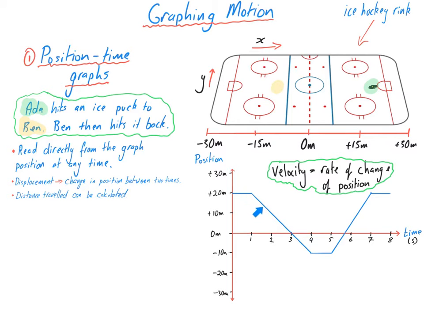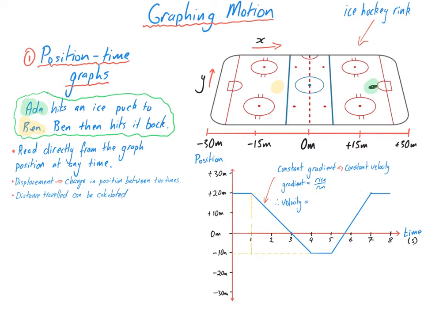Here we see a negative gradient. That shows us that the puck is travelling in the negative direction. Let's see if that makes sense. So we found Ada at plus 20. She'll be hitting the puck to the left, which is indeed the negative direction initially. Then we see that Ben hits the puck to Ada, and we see a positive gradient representing a positive velocity, or a velocity to the right in this scenario.